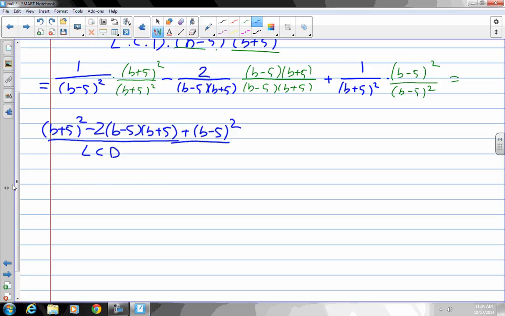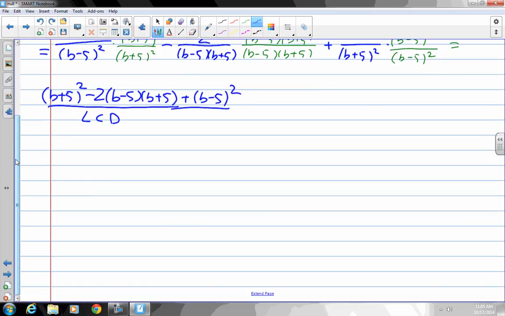What should I do now? Get rid of the parentheses. So just do all those wonderful operations that get rid of the parentheses, right? What is (b plus 5) squared? How do you square b plus 5? Anyone?